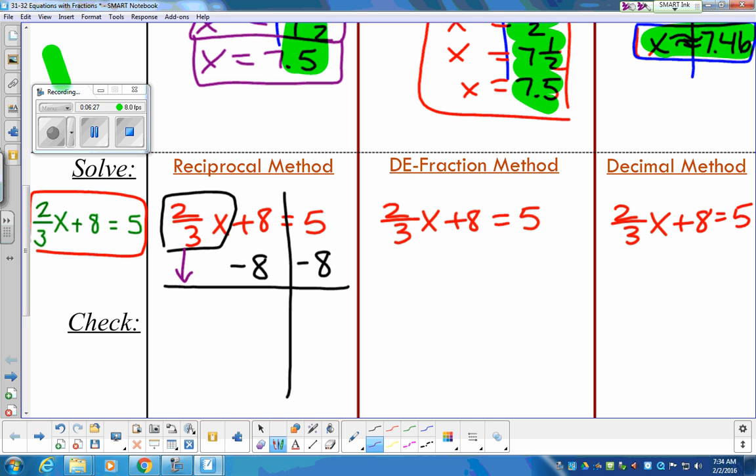I then have, if I haven't used it, drag it down. And on the right hand side, we have 5. Subtract 8. You can go ahead and use your calculator there. 5 subtract 8. I'm going to go ahead and stop, chop, chop. 5 plus -8 is -3. Go ahead and write 2/3 x equals -3.